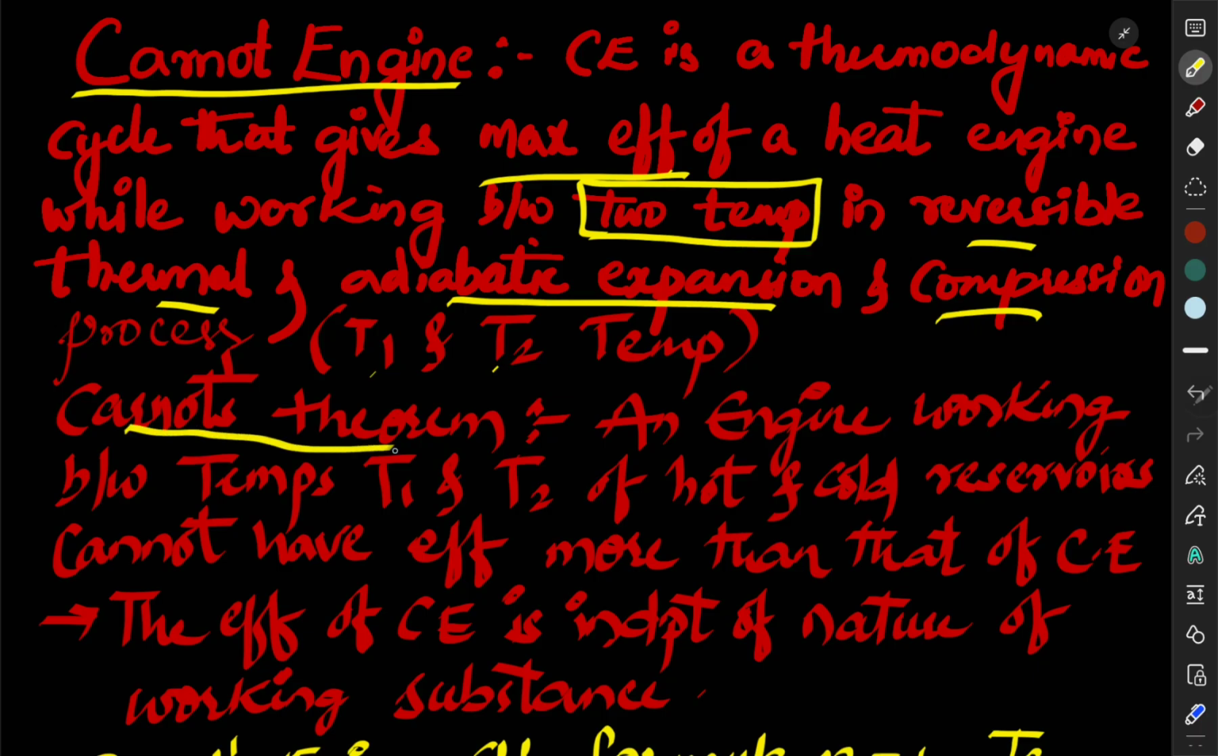So, Carnot's theorem: an engine that works between two temperatures T1 and T2 of hot and cold reservoirs cannot have efficiency more than that of the Carnot engine. So here the theorem is saying that no engine can have an efficiency greater than the Carnot engine's efficiency. That is, the Carnot engine's efficiency is greater than that of any other engine.